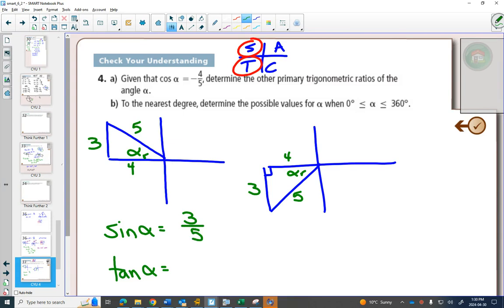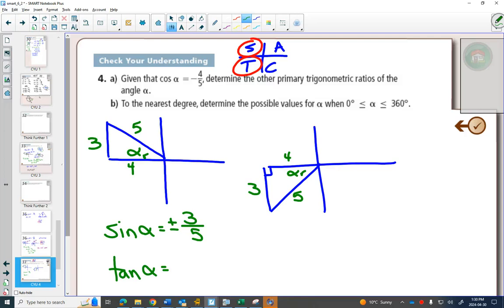Should it be positive or should it be negative? Could be either. So you'd have to write plus or minus. Because in quadrant 2, the sign could be positive. But in quadrant 3, the sign would be negative. So we don't know if it's in quadrant 2 or 3. We'd have to put both.